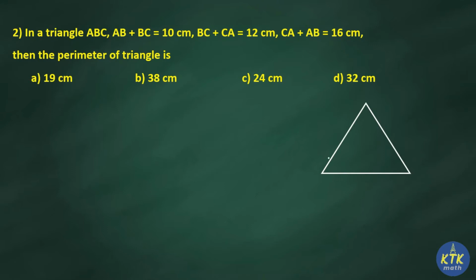Imagine a triangle. I am going to name the vertices there. For example, it is A, B and C. So in the question they give: AB plus BC is 10. That is, when you are adding these two sides, your sum is 10. Similarly, when you are adding these two sides, your sum is 12. When you are adding these two sides, your sum is 16.